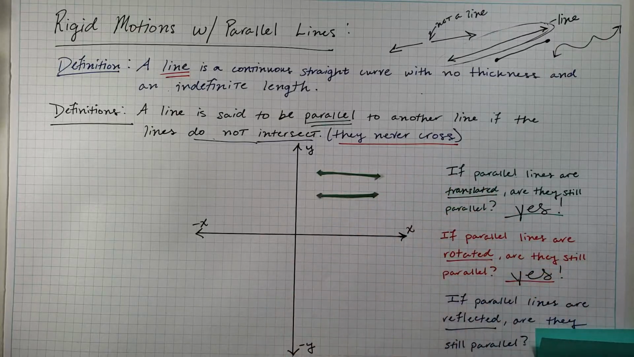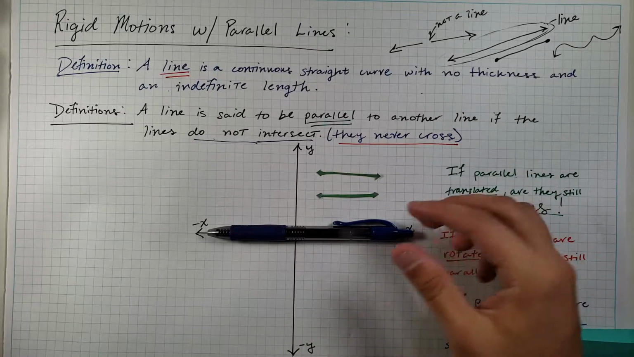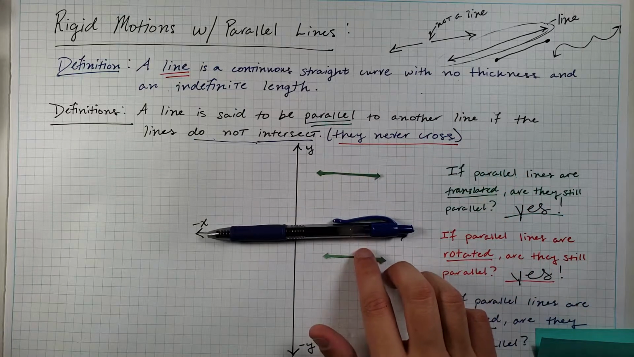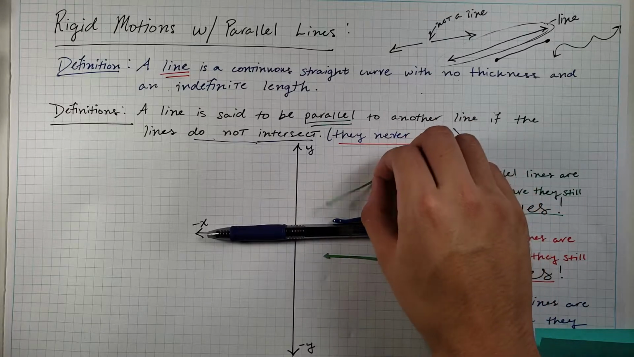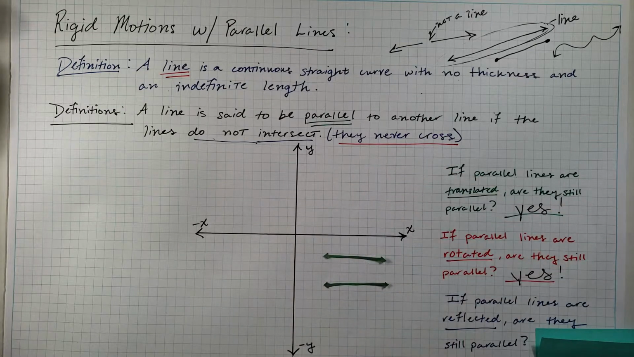What happens if I reflect these over the x-axis? What happens if I mirror these over the x-axis? Well, it'll look like this. This one will be flipped over like this, and this one flipped over like this. Still parallel? Yeah, still parallel. So that's pretty much reflections.